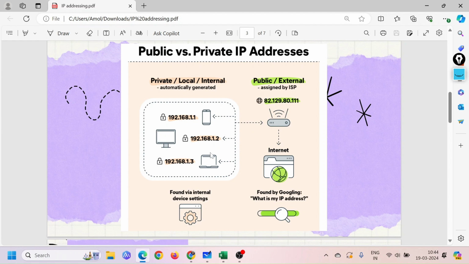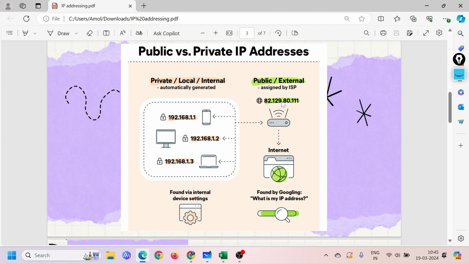This process we call NATing, that is, network address translation. Your PC has some different IP, but when it goes outside, it goes with a public IP, and that public IP is provided by your ISP. That IP is not owned by you. Today you have this IP, tomorrow you might have a different IP.